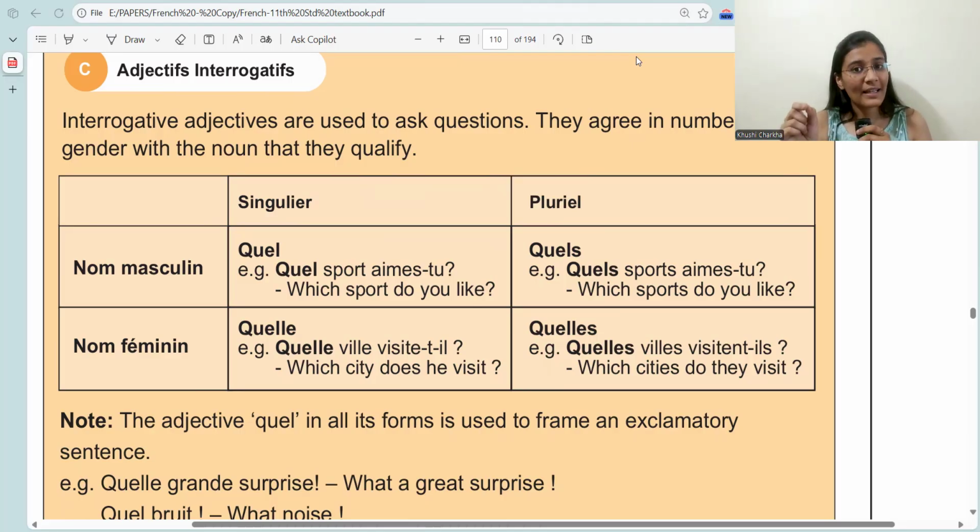Now ville also has an S. Ville has become plural, feminine plural. For feminine plural, what do we have? QUELLES. Which cities do they visit?